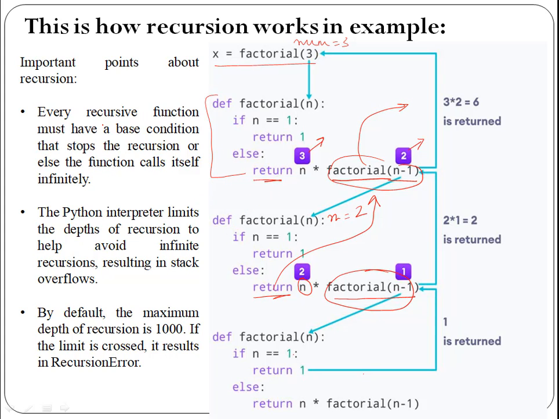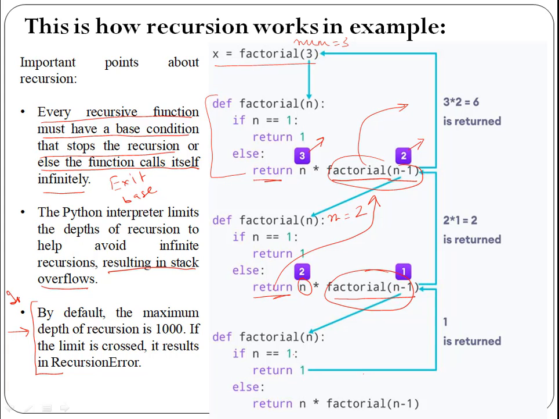So what are the important points about the recursion? Every recursive function must have a base condition that stops the recursion, or else the function will call itself infinitely. As we have talked about the exit condition, this can also be called the base condition, right? The base condition is where it stops the recursion, it stops calling itself. Fine. So the Python interpreter limits the depth of the recursion to help avoid infinite recursion, and definitely infinite recursion will go into stack overflow. So this you should keep in your mind.